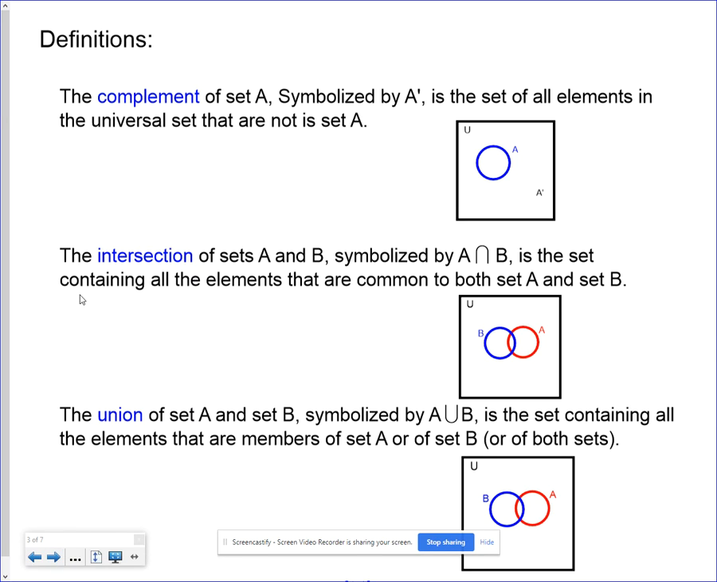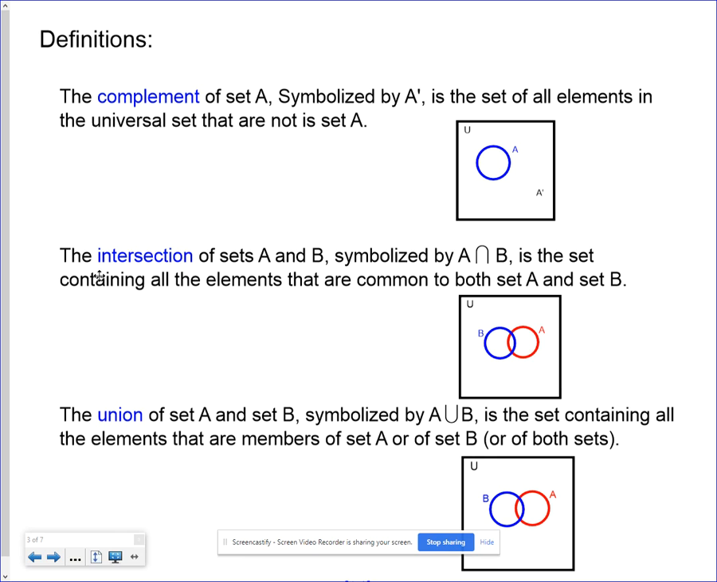Okay, here's some more definitions. These are important. The complement of a set A, symbolized by A apostrophe. A lot of times I read this as not A. Is a set of all elements in the universal set that are not in set A. So everything in here is in A. And then everything outside of that circle A, we say that's not A. The A with a little apostrophe, that means not A. That's its complement.